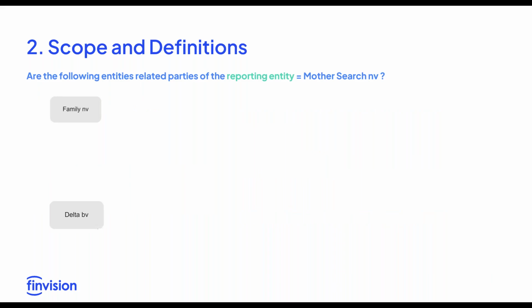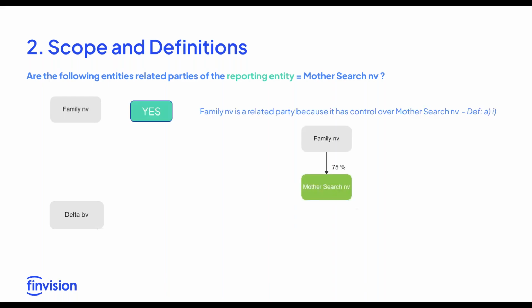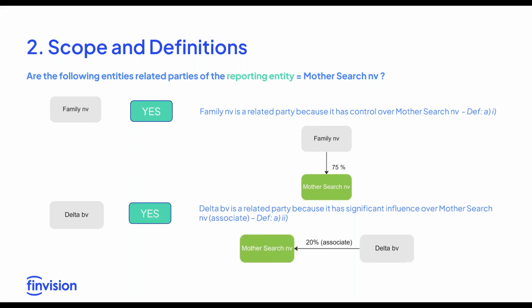The question is, are the following entities related parties of Mother Search, in this case still the reporting entity? The first one, Family NV, well, I think that's an obvious one. The answer is yes. It's a related party because Family NV, in this case, controls Mother Search. And we make the reference to the definition again, A1. Delta BV, yes, that's of course a related party. It has significant influence over Mother Search. Reference to the definition A2.